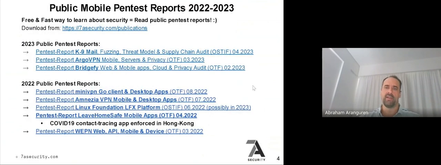Now, another fun way to learn about security is to read public pen test reports. Sometimes we are allowed to publish these, and this is completely free. You can go here to Certain Security Publications, and you will see a lot of public pen test reports. You just click on it, and you get the PDF. You don't need to register. It's completely free. You can do this for any security company that publishes public pen test reports.